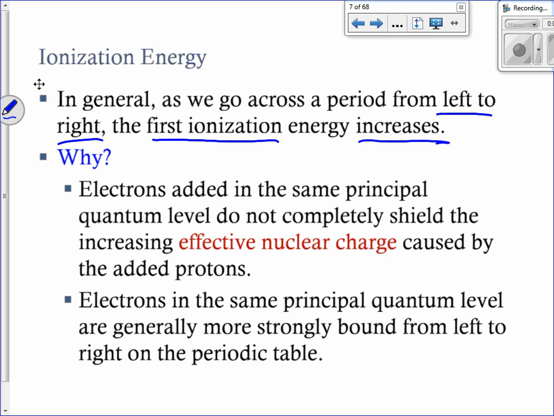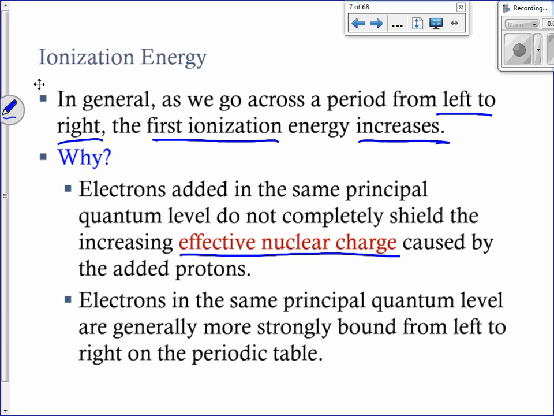Electrons are added in the same principal quantum level and do not completely shield the increasing effective nuclear charge. You're adding more protons in faster than you're having electron repulsions, so that pull of the nucleus is going to hold on to that electron more tightly. So the energy needed to remove it is going to be higher. Okay?